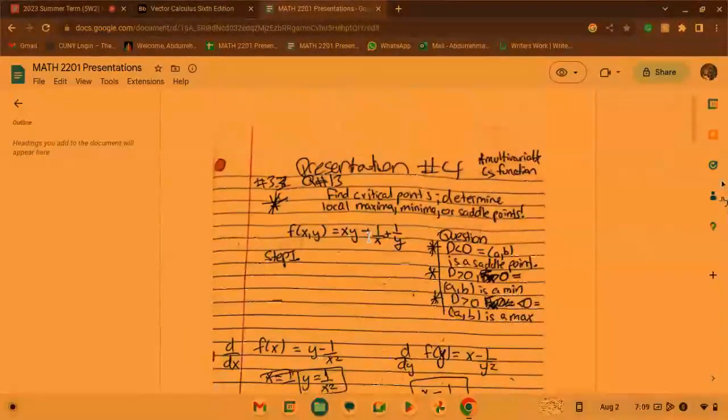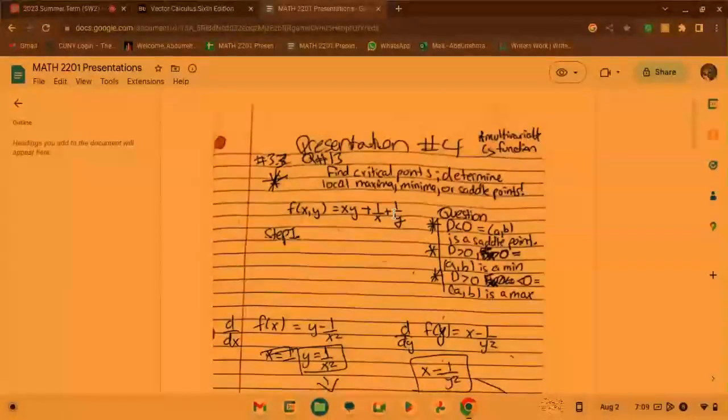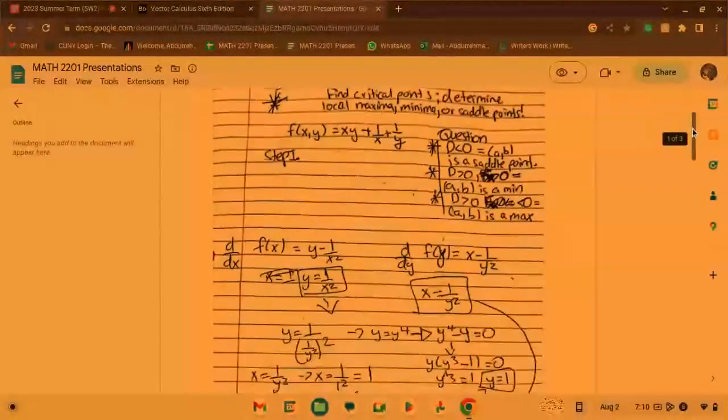Then for plus 1 over x, we have to use the power rule, and I didn't put the calculations here. The power rule gives us negative 1 over x squared. Since the third part, 1 over y, is not in terms of x, we treat it as a constant, so we don't put it in the first partial derivative in terms of x. The same thing goes for the first partial derivative in terms of y.